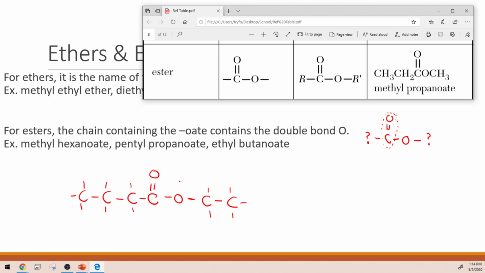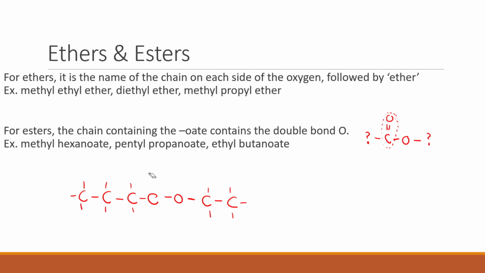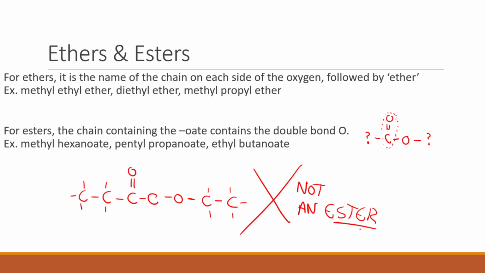Yes, it has to be connected to this. If you did, for example, this, that's not an ester anymore. So an ester is specifically this setup: C with a double bond O on it, directly connected to the other O.